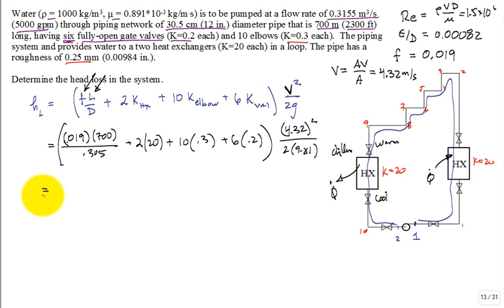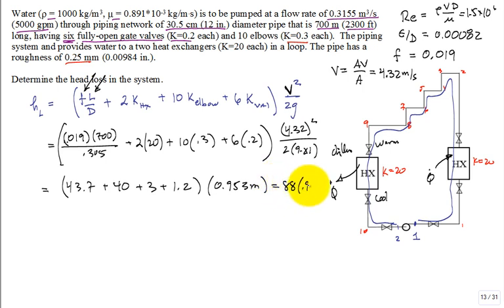And so when I break that out, I get 43.7 plus 40 plus 3 plus 1.2, all times 0.953 meters. So the velocity pressure is almost 1 meter. Okay. Which, when I sum it up, it is 88 times 0.953 meters.